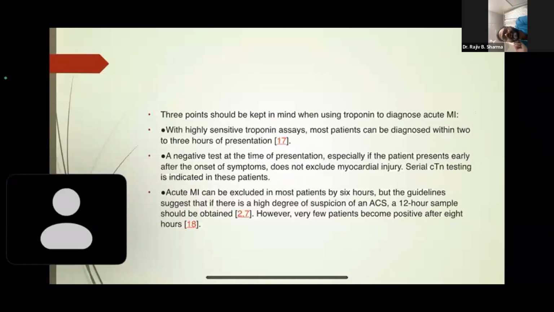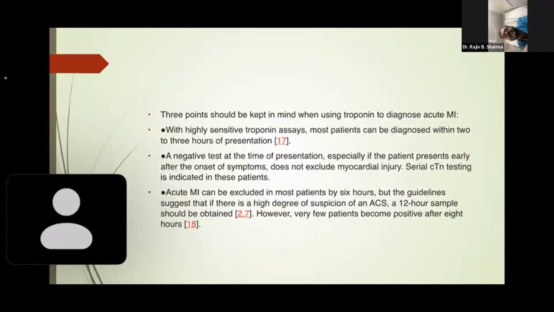Now, when we are using troponin to diagnose acute MI, we should keep three things in mind. With highly sensitive troponin assays, most patients can be diagnosed within 2 to 3 hours of presentation. Previously, when I started practicing in 2006, chest pain would come to us, we would do cardiac enzymes and serial ECGs. If cardiac enzymes were negative, we repeated them after 12 hours. If the ECG had subtle variation and the troponins were negative on 2 occasions, then you do a pre-discharge treadmill test. If the treadmill test is okay, then the patient is fit to go home.